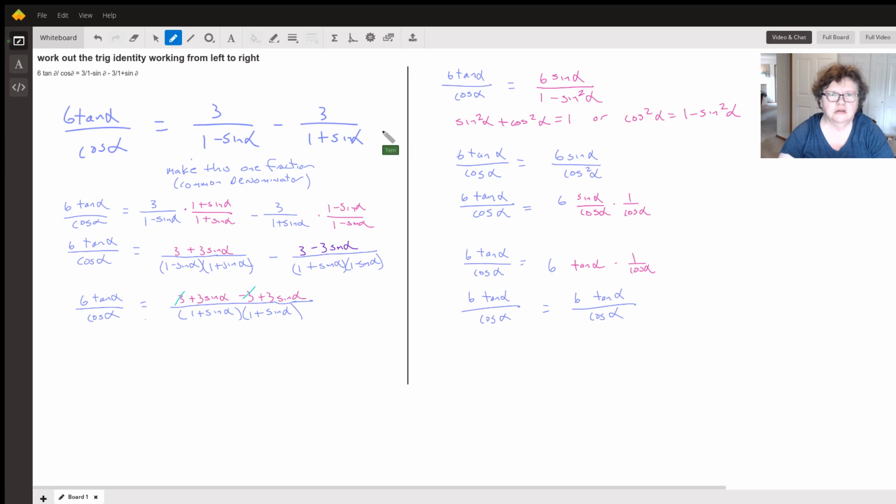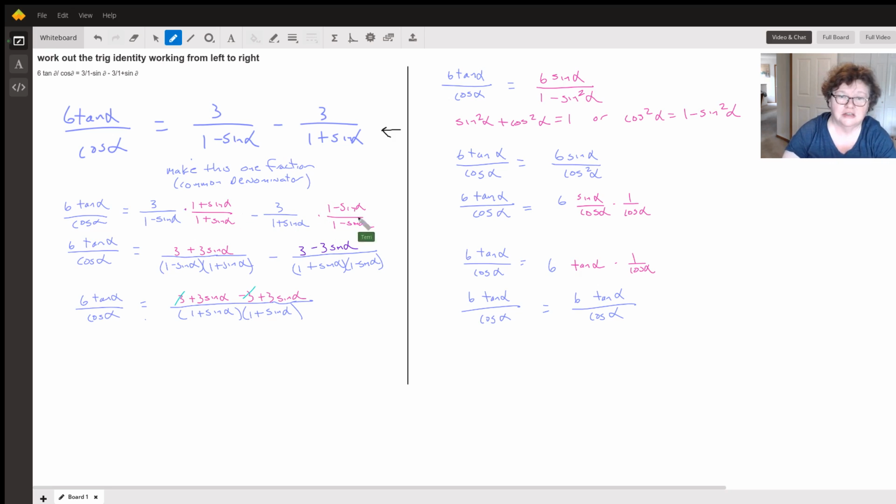When I look at this line, I see two fractions on the right, but only one on the left. That tells me, even though I may not know where it takes me, that I want to make one fraction out of the right-hand side. How do you do that? Even though it looks kind of weird, you're going to find a common denominator. My common denominator is both of those denominators, 1 minus sine alpha and 1 plus sine alpha.